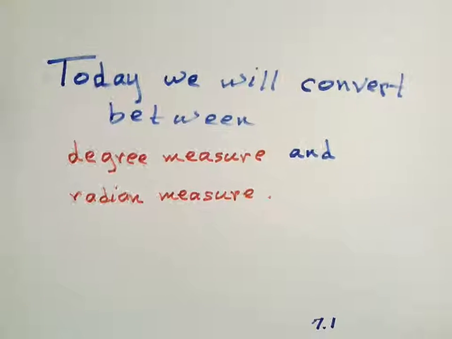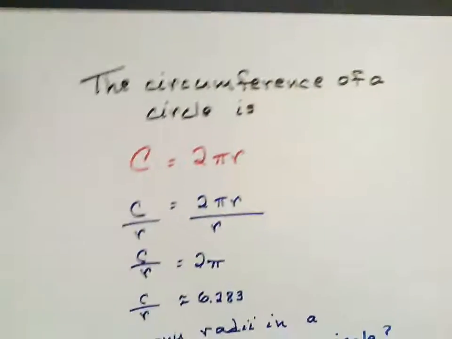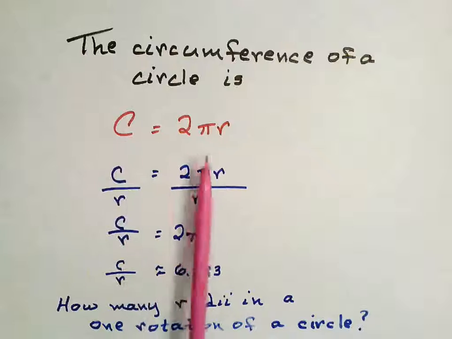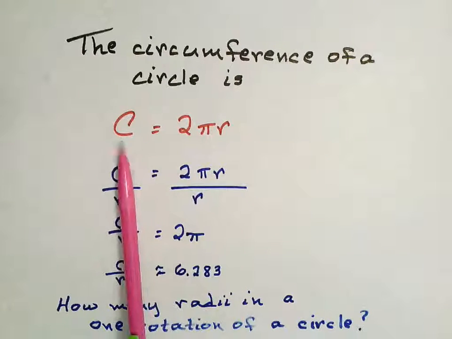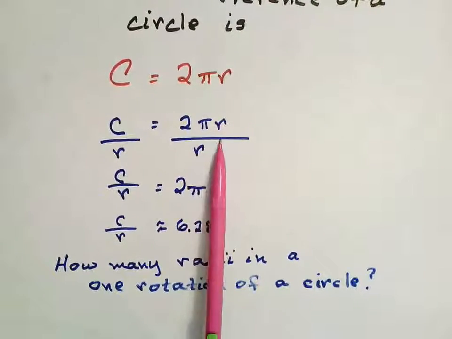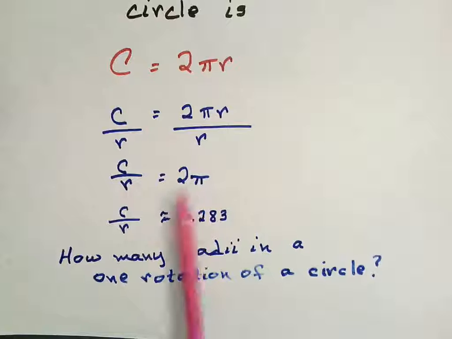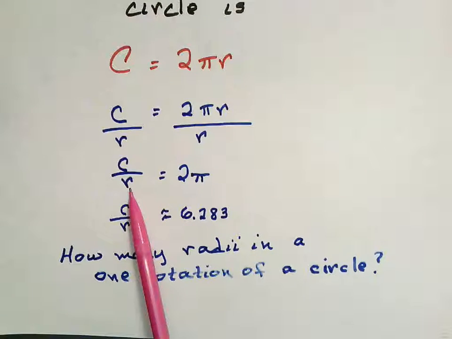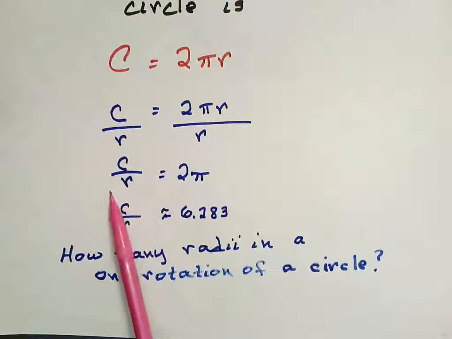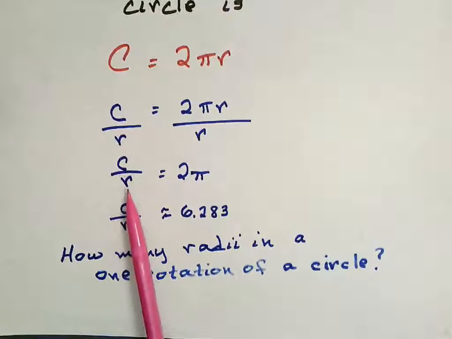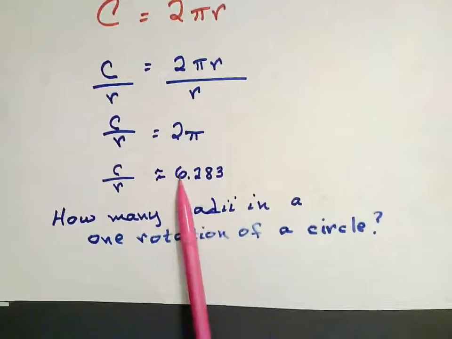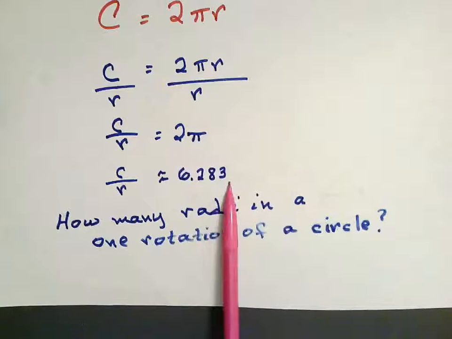Let's review something about the circumference of a circle. The formula for circumference of a circle is C is equal to 2 pi r, where C is the circumference and r is the radius of the circle. If we divide each side by r, we end up with 2 pi is equal to circumference divided by the radius. This ratio is true for any circle. The circumference divided by the length of the radius is always equal to 2 pi, and 2 pi is approximately 6.283.